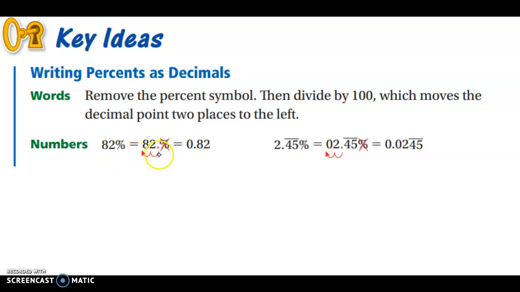Whenever you have a percent and you want to change it to a decimal, you're going to move the decimal point 2 places to the left. So you get rid of the percent sign. And the decimal is understood to be after the last number if there's no decimal. Then you move it 2 places to the left, so you get 0.82. This one right here, don't forget to put the line over the 45. If you move it 2 places, you have to add a 0. So you get 0.0245 with the line over the 45.